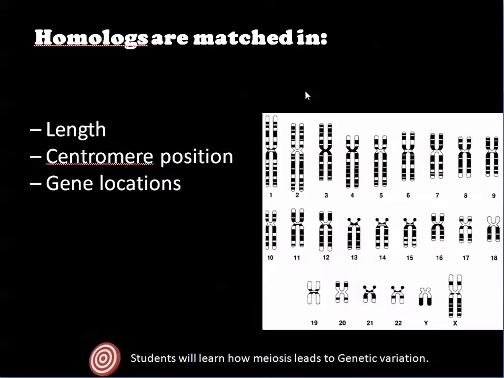So here again, we are looking at a karyotype. A karyotype is when you have all your chromosomes mapped out. This is an illustration, and they're sorted by length, so how big they are, by where their centromere is, and the centromere is that middle part where they connect, and then gene location. So that's what we're showing with the little banding here. What genes are where.